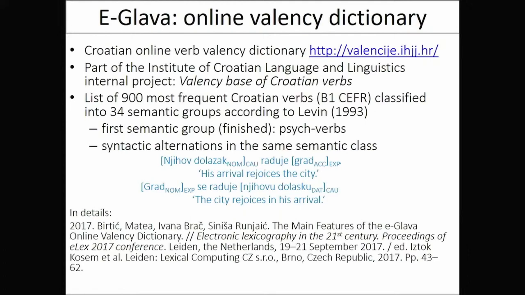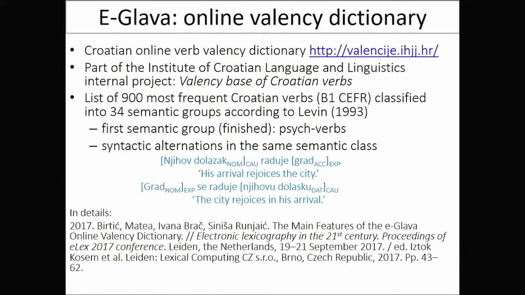We extracted a list of 900 most frequent Croatian verbs on B1 level for students learning Croatian as a second language, and divided them, or classified them, into 34 semantic groups according to Beth Levin's work. The first group that we decided to make public and finished is the semantic group of psych verbs.